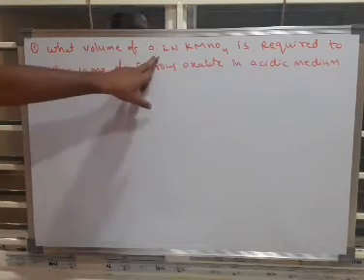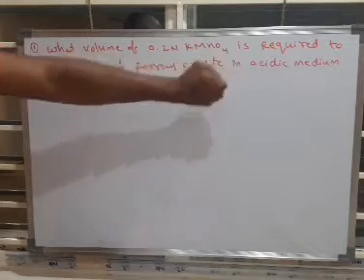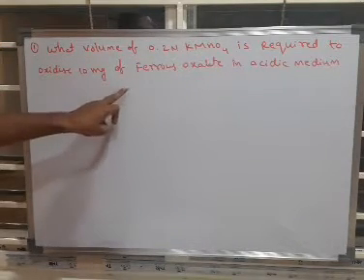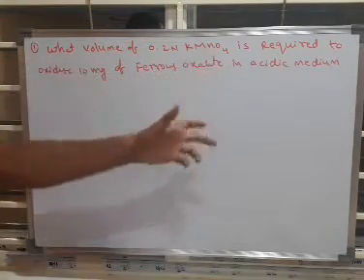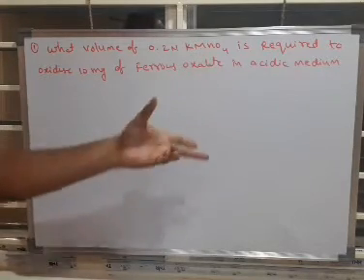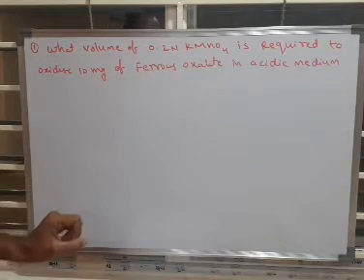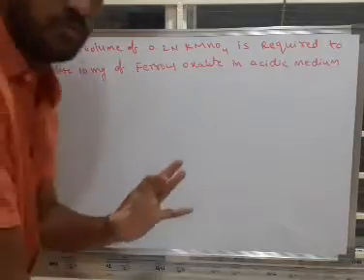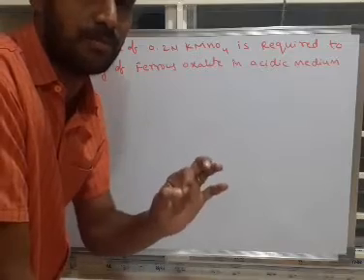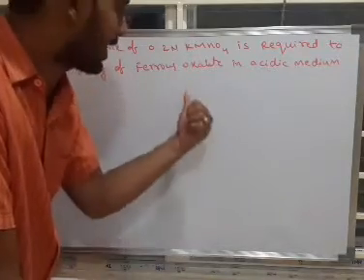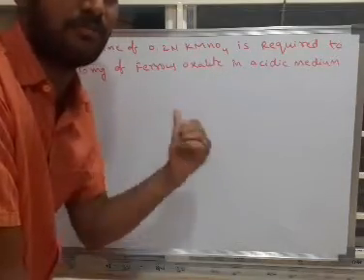What volume of 0.2 N potassium permanganate, here normality is given, is required to oxidize 10 milligrams of ferrous oxalate in acidic medium. So, we know that potassium permanganate is an oxidizing agent, and ferrous oxalate is a reducing agent. Here 0.2 N of potassium permanganate is given, and we need to find what volume of it is required to oxidize the total ferrous oxalate, that is, 10 milligrams of ferrous oxalate.